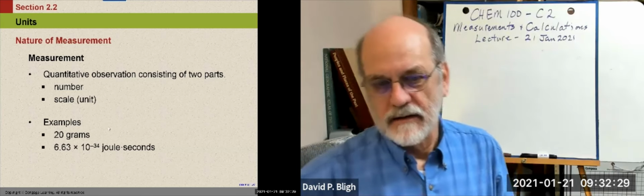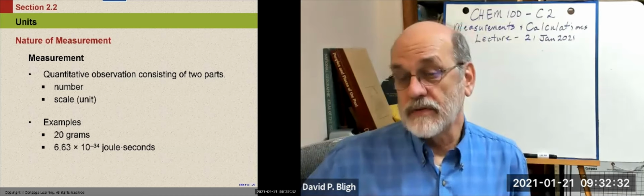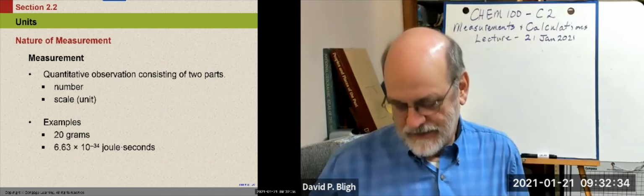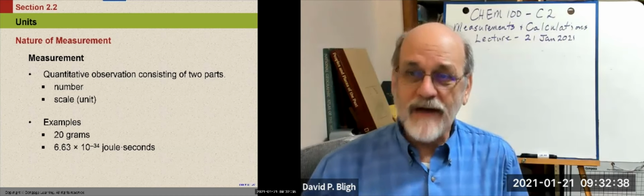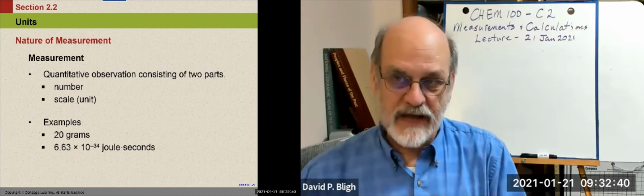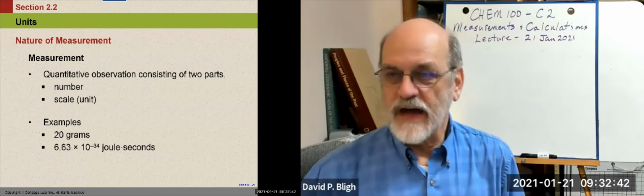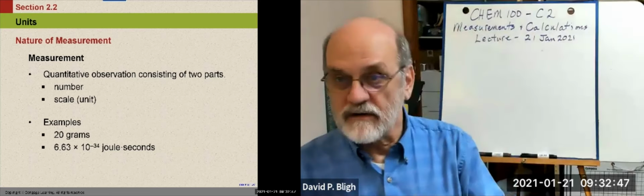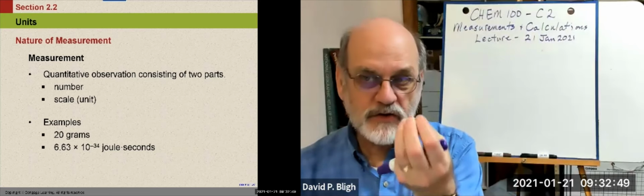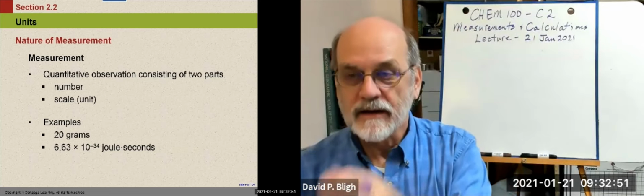20 gulams, it doesn't mean anything because we haven't agreed upon what a gulam is, right? But we have agreed upon what a gram represents. So that's a valid unit. In fact, it's a unit of mass. How much substance do you have? We have 20 grams.